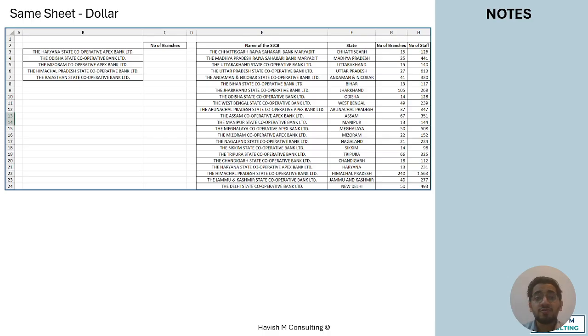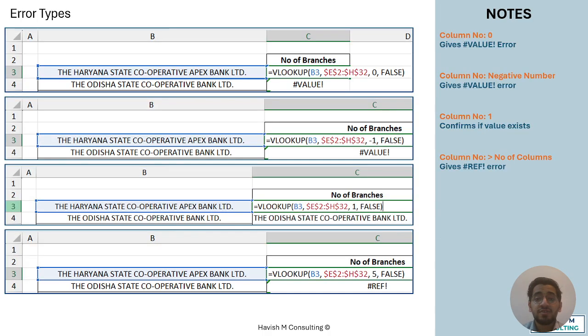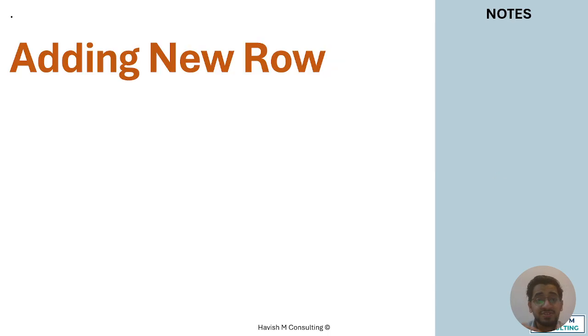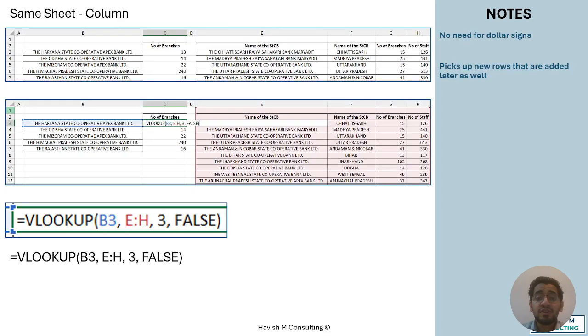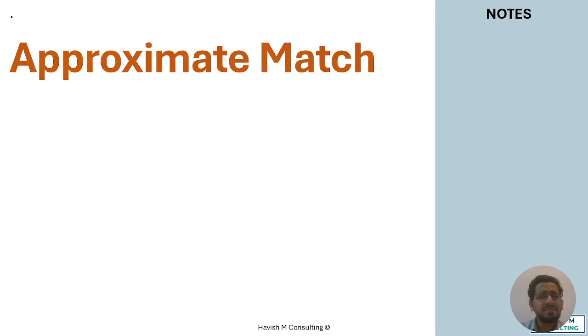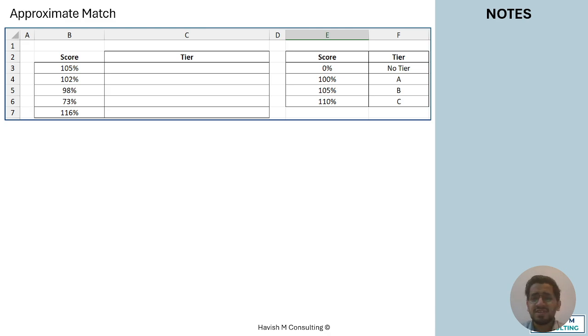Then we saw how we can use dollar signs to apply a formula on the same sheet. What are the different errors that happen when you write a VLOOKUP function, right? What happens when you add a new row? Does it get picked up? How do you do a VLOOKUP by selecting the entire column? So these are the basics of VLOOKUP. So if you're aware of this, you can skip this, right?